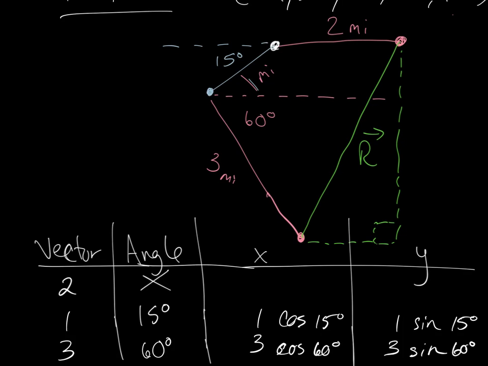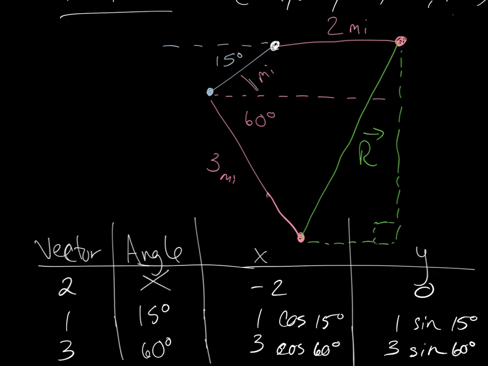Why am I not filling in the first row? There is no angle. What should I fill in the first row? Is the first motion in the x or in the y? The object starts here and walks 2 miles this way. Is that x or is that y? Which one is it? It's x. And is it negative x or positive x? It's negative x. So this simply is -2, and this is a 0 on the end.